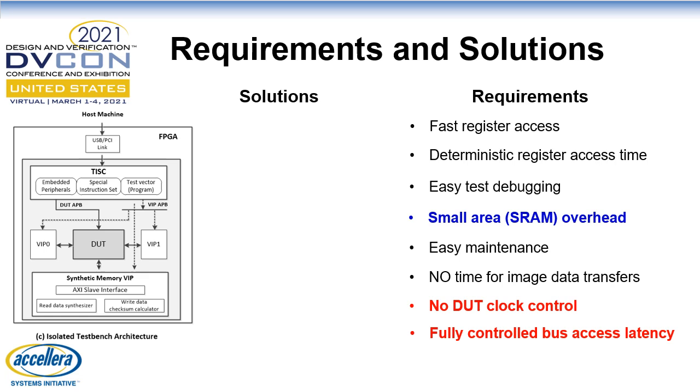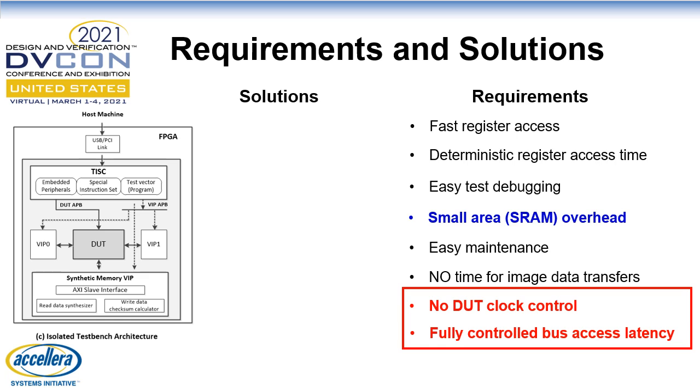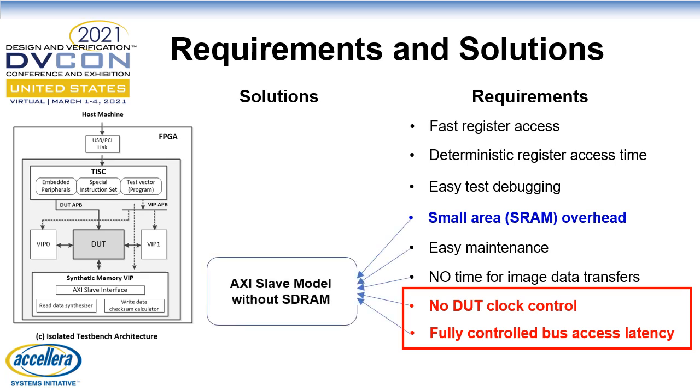In this slide, requirements of new solutions are listed. Among them, fully controllable bus access latency without a clock gating scheme is considered first because it is the most critical factor of regression turnaround time and debugging cost. The idea is simple: eliminate the problems stemming from SRAMs by eliminating SRAM itself from the testbench. Synthetic memory IP is the implementation of this idea.